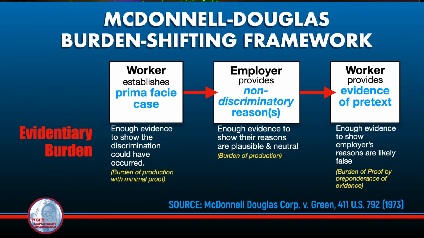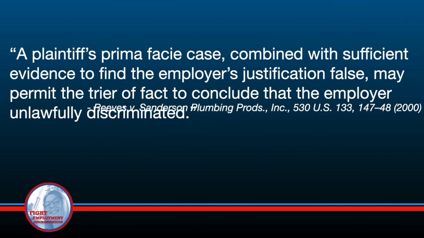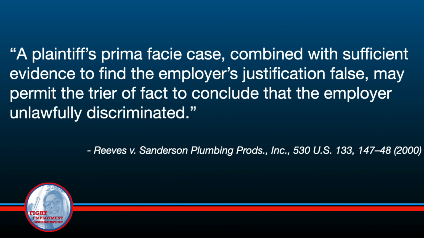This framework was established in the case of McDonnell Douglas Corporation versus Green, and it's been reinforced in Reeves versus Sanderson Plumbing Products. A plaintiff's prima facie case, combined with sufficient evidence to find the employer's justification false, may permit the trier of fact to conclude that the employer unlawfully discriminated. So if we have evidence of pretext, we want to cite to it in our exhibits and then cite Reeves, which says that at trial, a jury could find in our favor on the basis of that evidence of pretext. And that means summary judgment isn't appropriate.